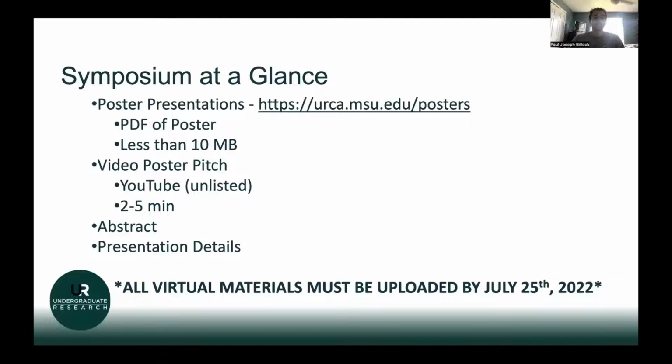The virtual materials that are needed are as follows: a PDF version of your poster, a copy of your abstract, your presentation details, which are found in My Spartan Story, and a recorded video of your presentation pitch via an unlisted YouTube video. To create this unlisted YouTube video, simply log into YouTube and pretend like you're uploading a video there. It will give you an option to create an unlisted video, which will then give you a link. This link is needed to upload into Symposium. Those 4 materials are due by July 25th.